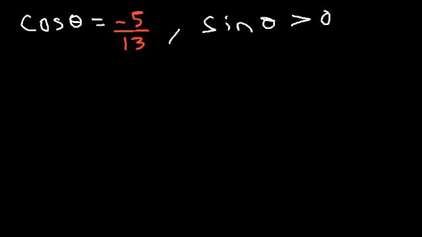So the first thing we need to decide is where to draw the triangle. Should we draw it in quadrant 1, quadrant 2, 3, or 4? So notice that cosine is negative and sine is greater than 0, which means sine is positive. Cosine is associated with the x value, so x is negative, and y is associated with sine. So if sine is positive, y is positive.